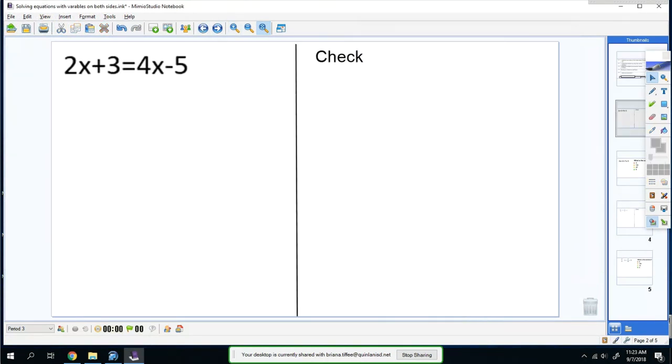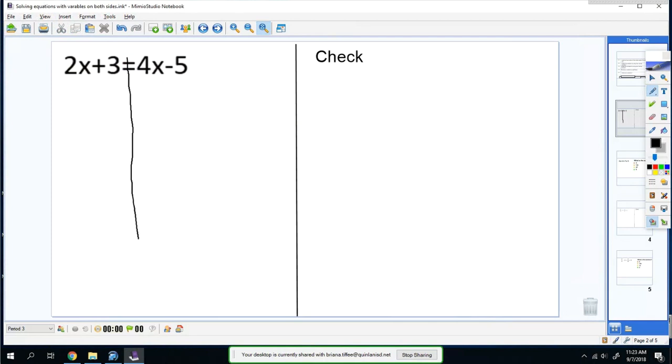Okay, so we have an equation here with variables on both sides. So we do the same thing. We draw our line. Okay. When I solve these problems, what I like to do is get the variable to one side first. There's a couple ways you can do it. What I'll show you is so that the variable will always end up on the left.